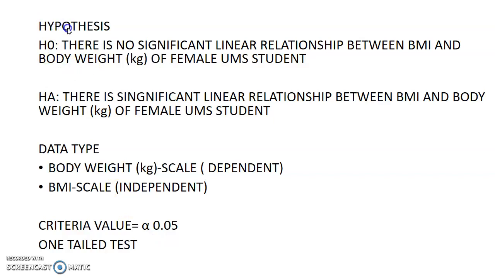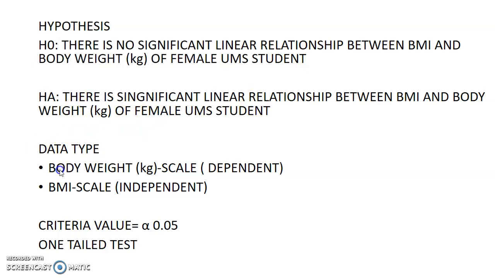For the hypothesis, the null hypothesis is there is no significant linear relationship between BMI and body weight in kilogram of female UMS students, and the alternative hypothesis is there is a significant linear relationship between BMI and body weight in kilogram of female UMS students.